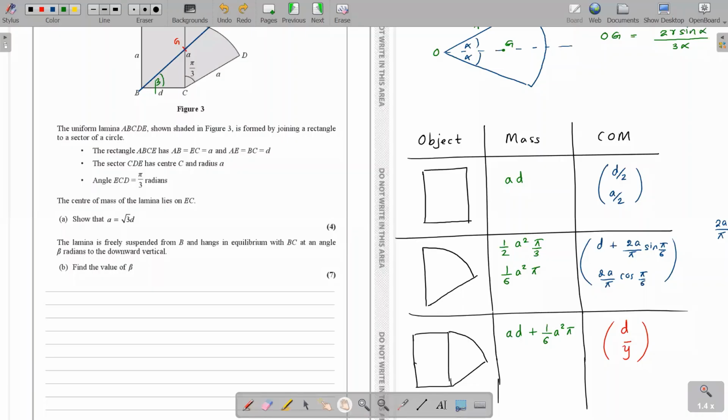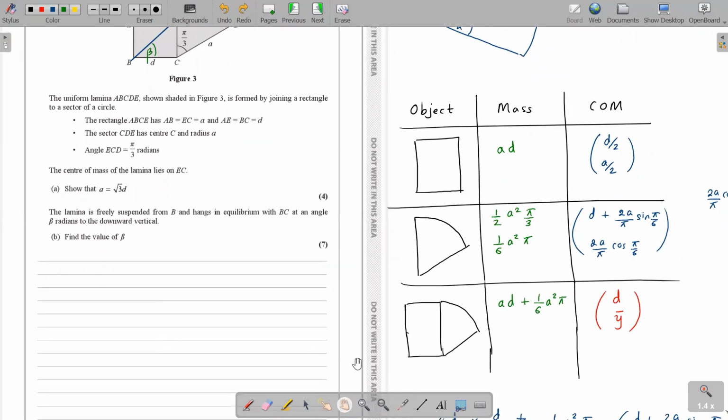Okay, so moving on to part B. The lamina is freely suspended from B and hangs in equilibrium with BC at an angle beta radians to the downward vertical. Find the value of beta. Okay. So how do we find this beta?